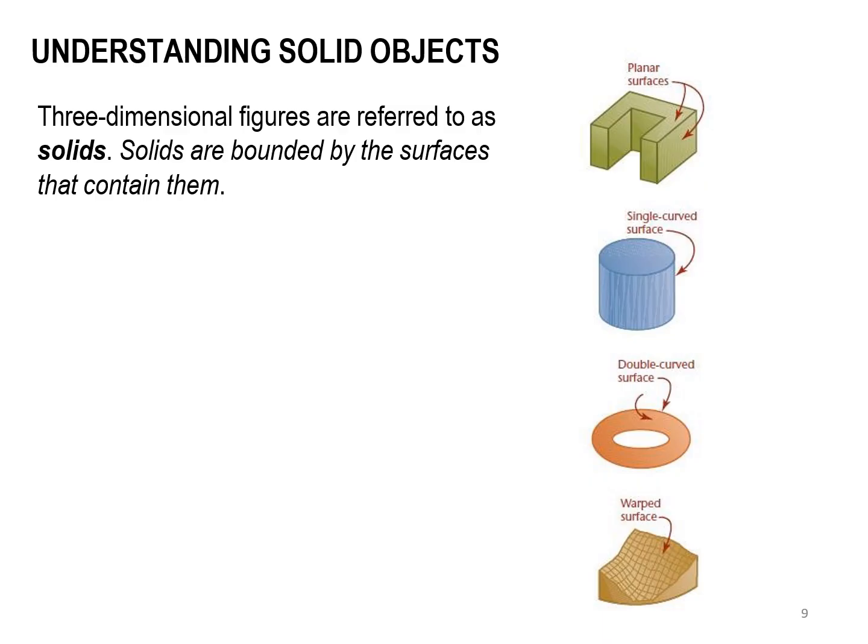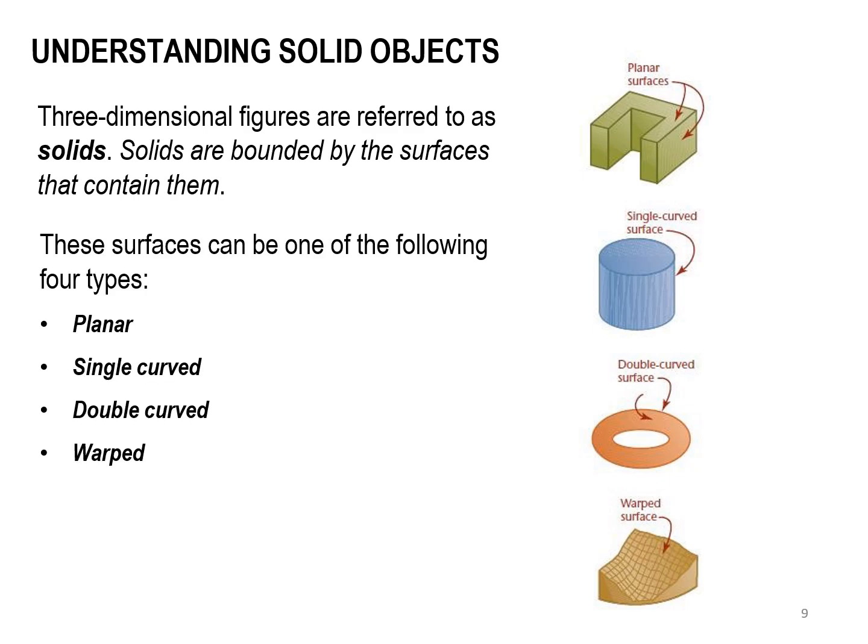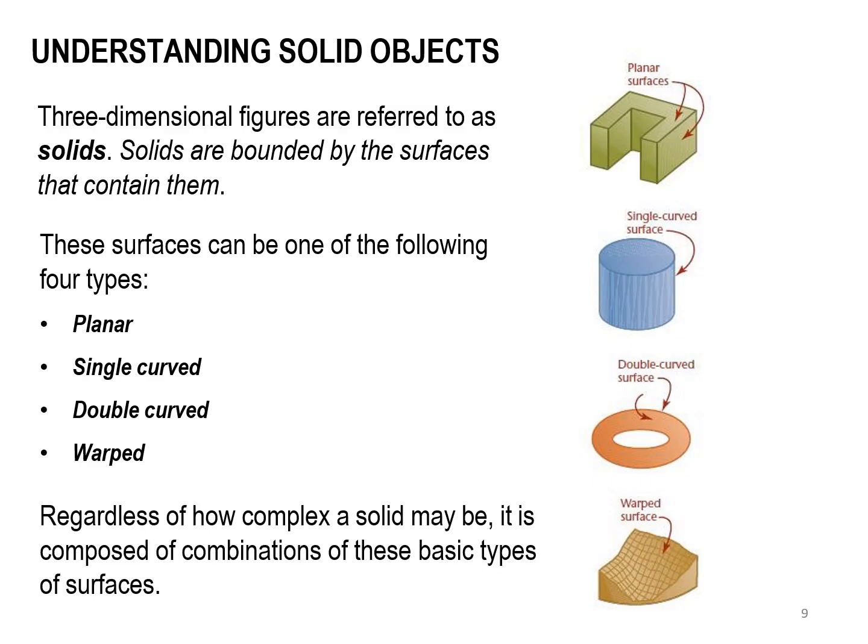To understand solid objects, three-dimensional figures are referred to as solids. Solids are bounded by the surfaces that contain them. These surfaces can be one of the following four types: planar, single curved, double curved, and warped. Regardless of how complex a solid may be, it is composed of combinations of these basic types of surfaces.